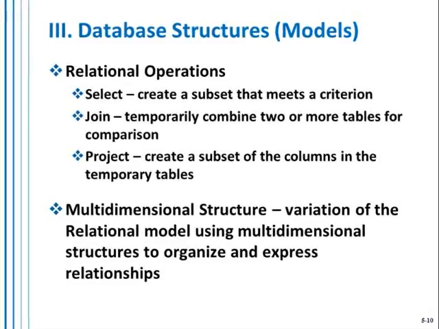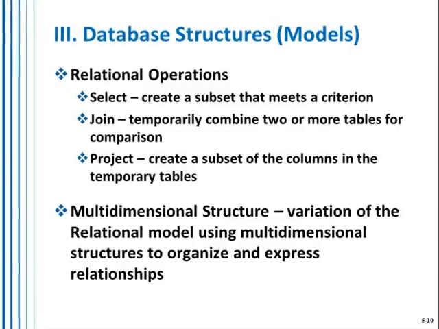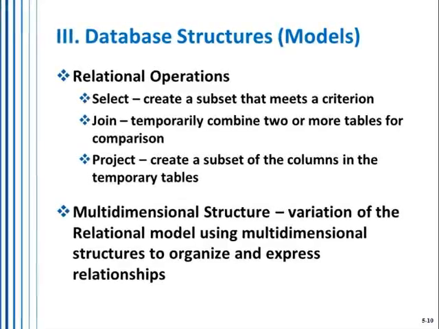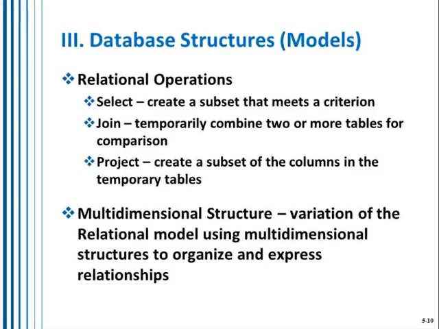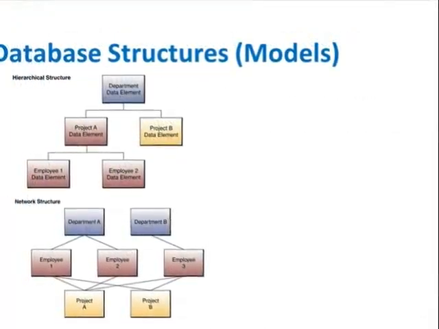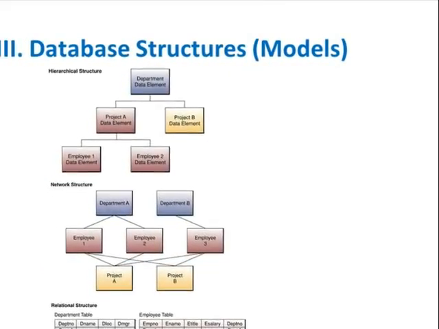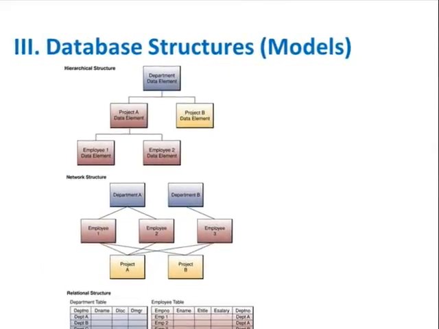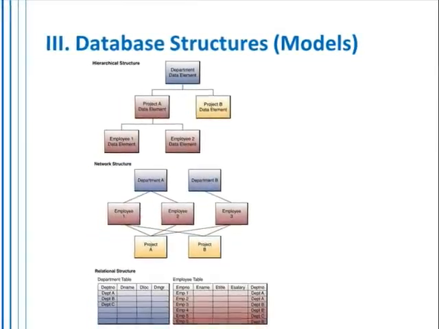It's a variation of the relational model, but it uses multidimensional structures to organize and express relationships. It's fairly complicated and requires special techniques and tools. Here are examples of what the three structures look like: hierarchical structure, the network structure, and the relational structure. You see that diagrammatically they look quite different from each other.